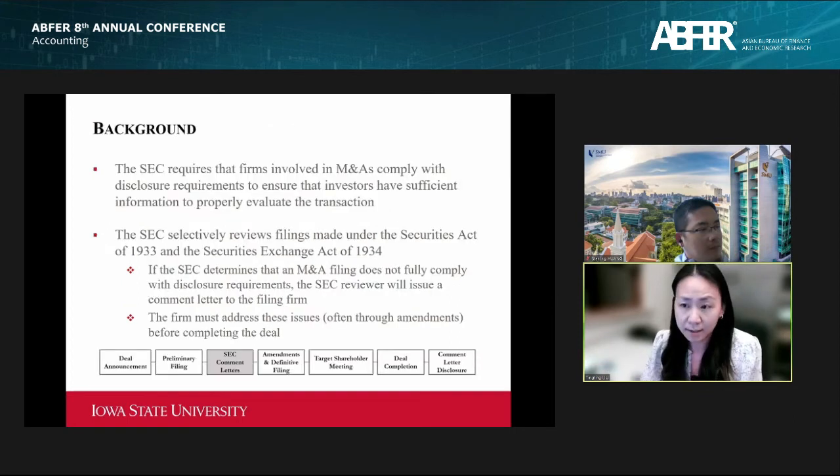I would like to briefly talk about the background of the filing process and review process. As a publicly traded firm in the United States, the target firms are required to make a lot of disclosures, like filings, after they announce a deal publicly. They start with the preliminary filing.